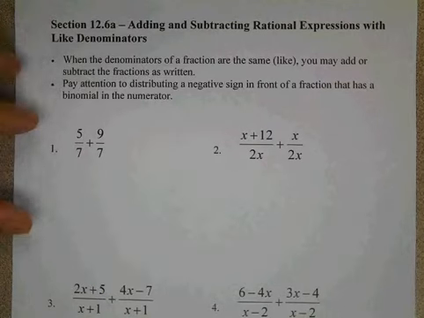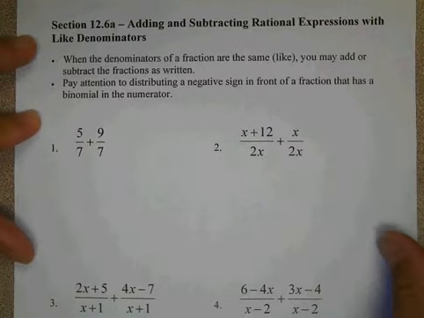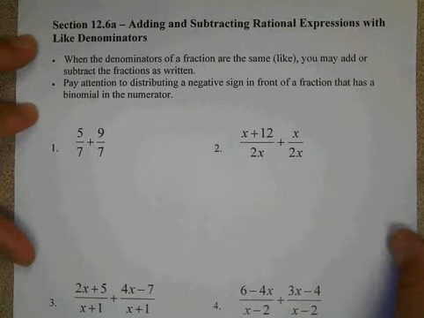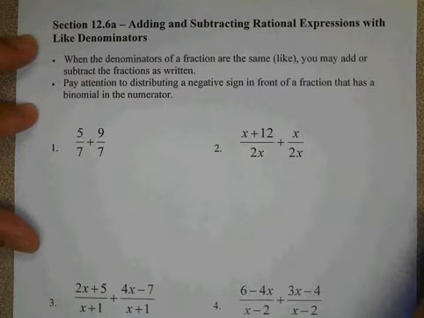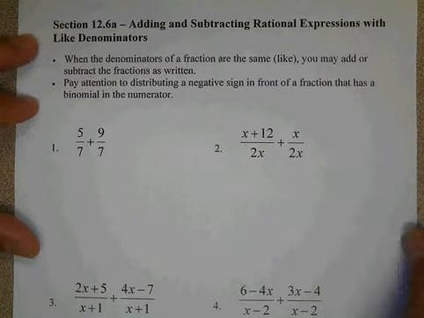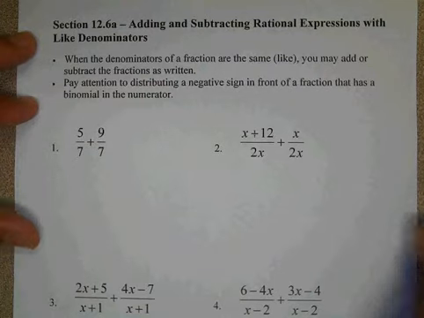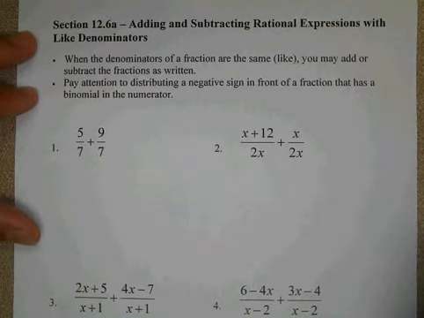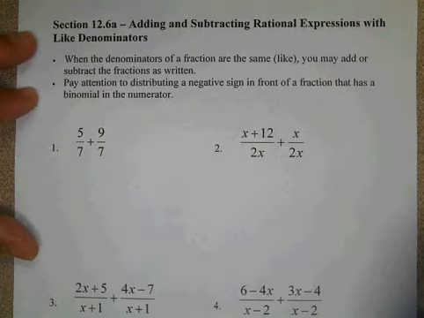In section 12.6, we are going to be looking at adding and subtracting rational expressions with like denominators. That means the denominators are going to be the same. I want you to think back to just adding fractions together. We're going to be doing that today, except we have variables that are also included. Remember, we can only add or subtract fractions when the denominators are the same.